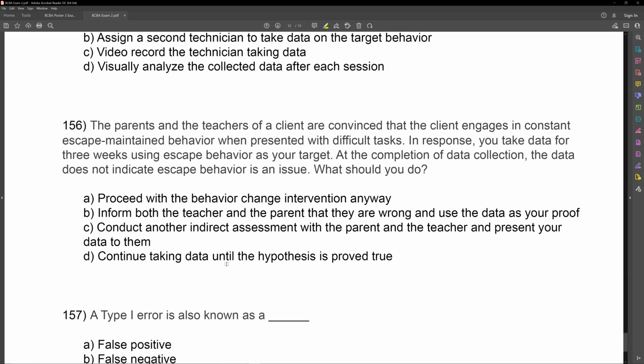And then D, continue taking data until the hypothesis is proved true. Maybe it's not escape maintained. You could take data until you're blue in the face. Your hypothesis might never be true. That's just the way it works, right? In this case, if your data is telling you one thing and goes against what the parents and teachers tell you, you need to get with them, do an indirect assessment, and present your data to them.